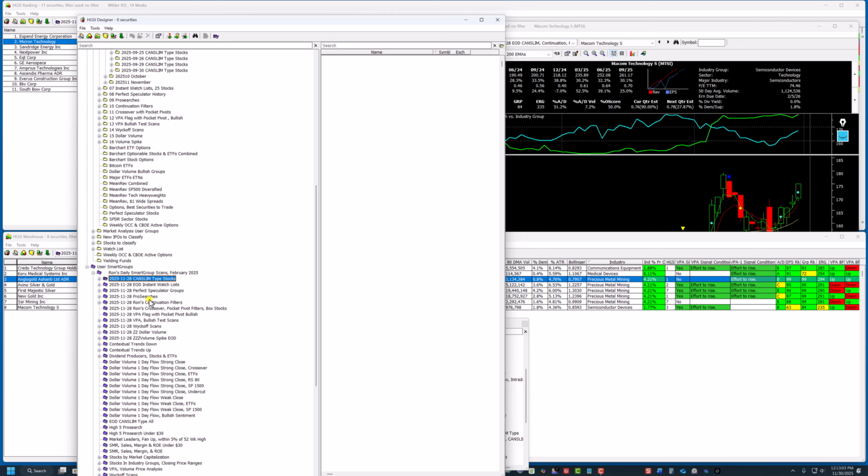And I started out with the CANSLIM type stock today because this is the order, but I plan to go through all of these and point out the strengths and the weaknesses and why they even pass the filter.